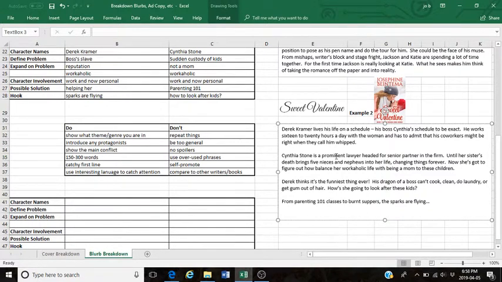And again, we've gone through and we've said, okay, what are Derek's issues? What are Cynthia's issues? How do they know each other? And how are they possibly going to solve their problems? And how do we keep the reader involved? Again, it's all to do with language and starting out with the right tone.